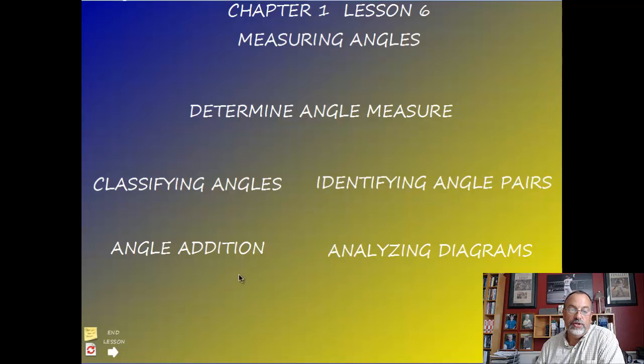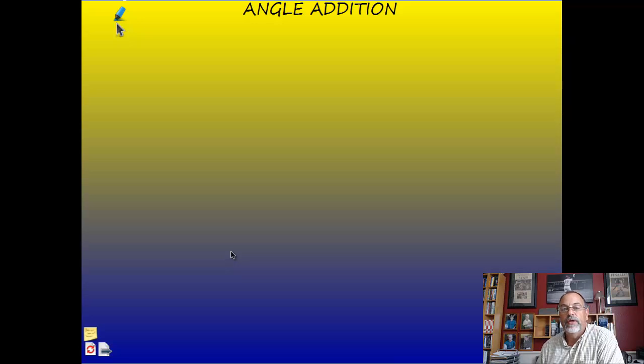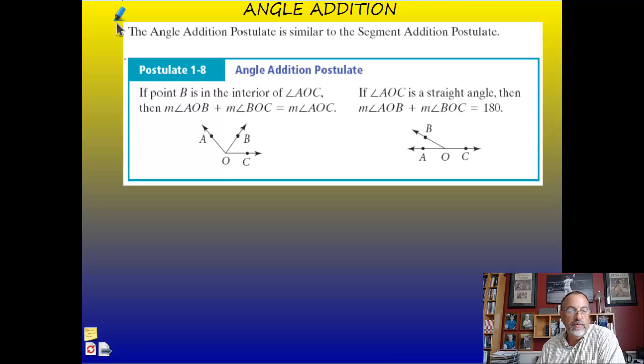We're going to look at angle addition here, which is another postulate. And again, this is laying the foundation for allowing us to write a mathematical expression, which then allows us to use the algebra to determine the solution. Alright, so here's the postulate. Let's take a look at some of the key points.